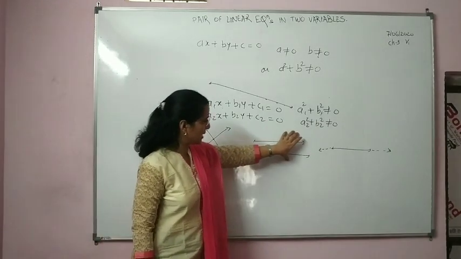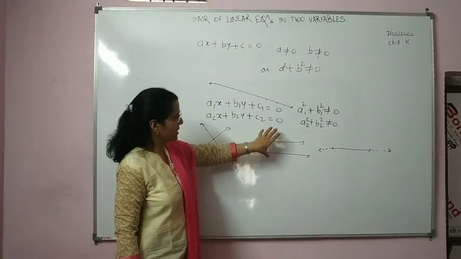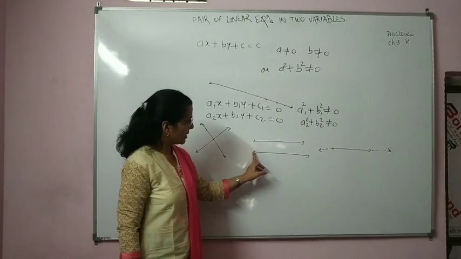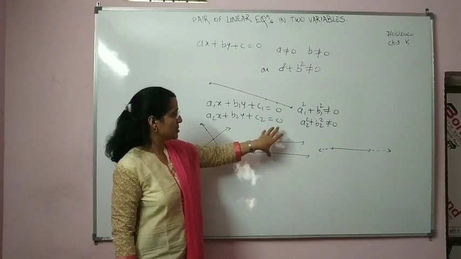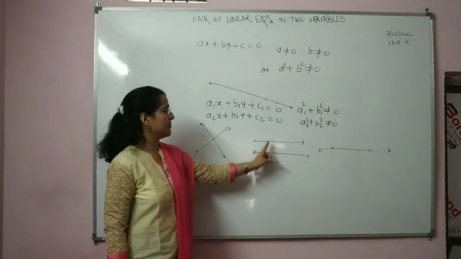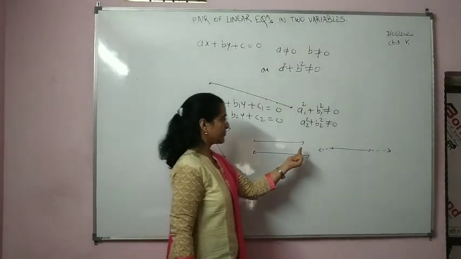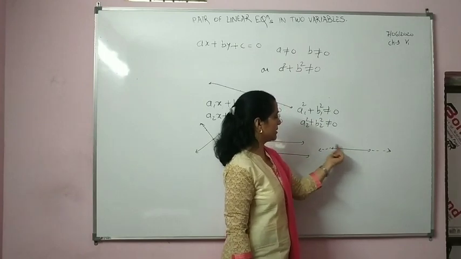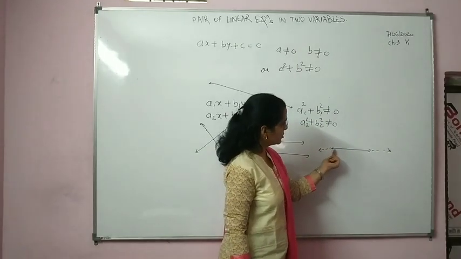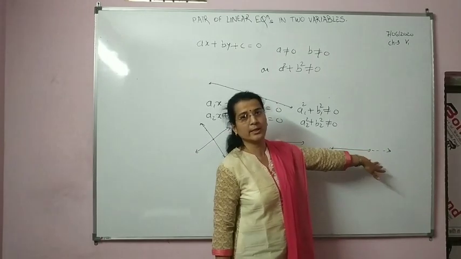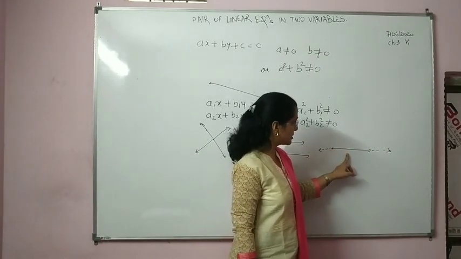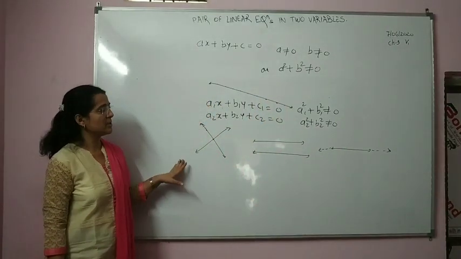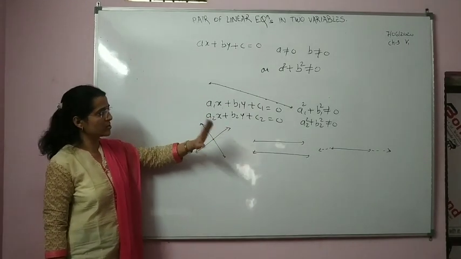Here you observe both the lines are parallel to each other. One line has infinitely many solutions, the other line again has infinitely many solutions, but there is no point which is common to both. So such a system has no solution. See again, this is the coincident line case. In this coincident line, one line falls on the other line. It means each and every point of the first line is also a point on the second line. In this way, there are infinitely many solutions common to both.